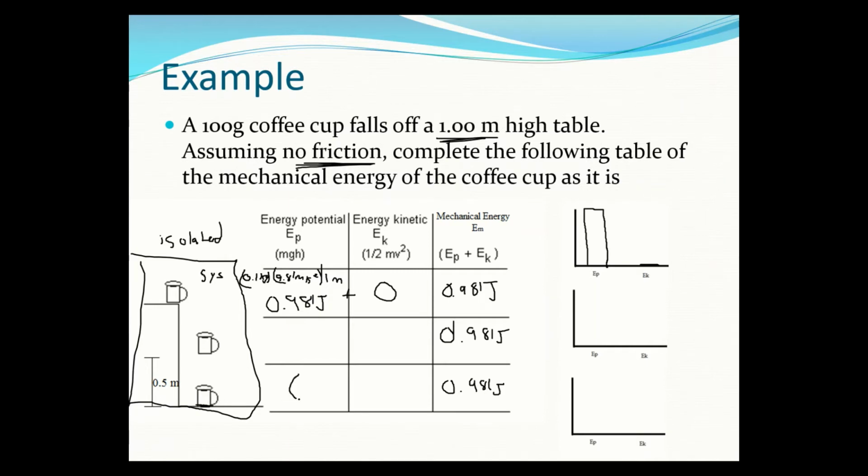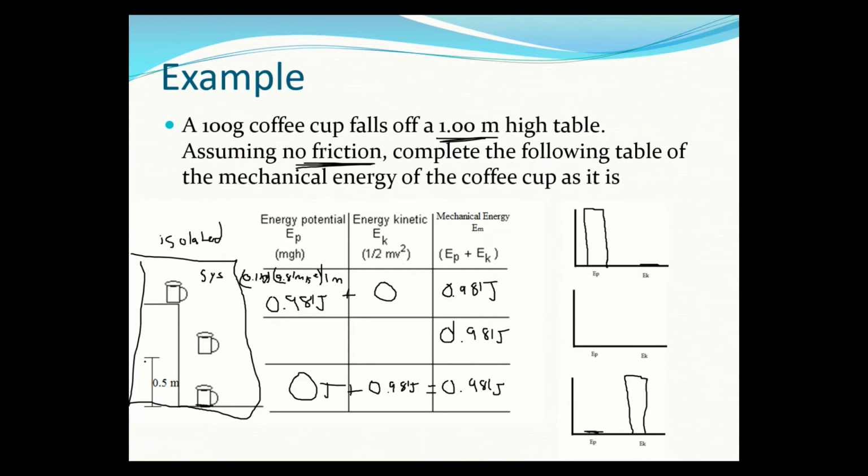And if it's just about to hit the ground, it's going to have 0 joules of potential energy, so that means this plus whatever this is has to equal 0.981. So I know that my energy is 0.981 joules for kinetic energy. So all of my potential gets transformed into kinetic, and we can show that in our bar graph, right?